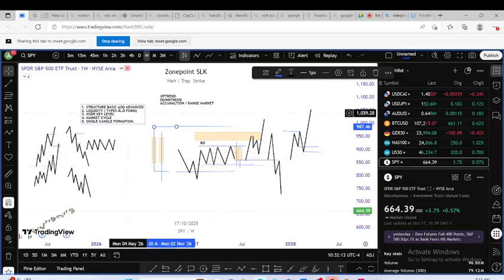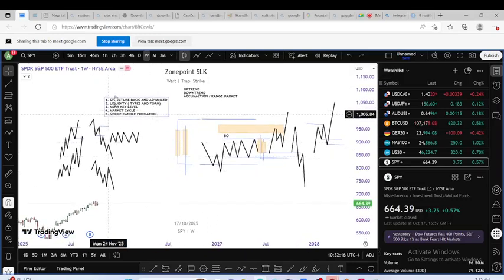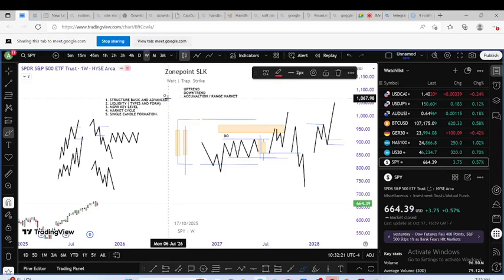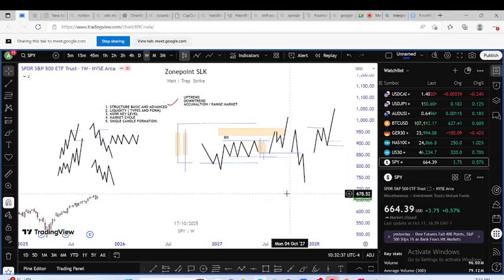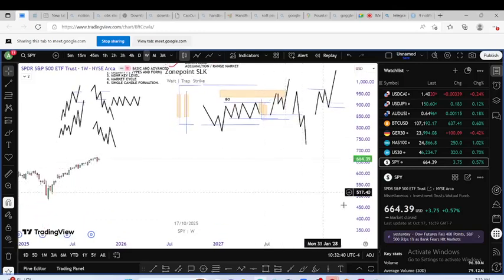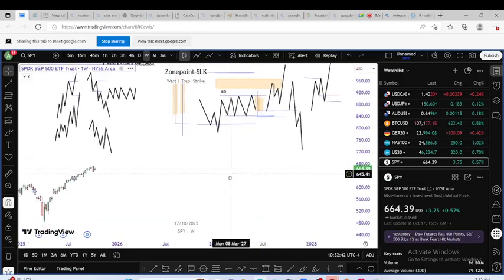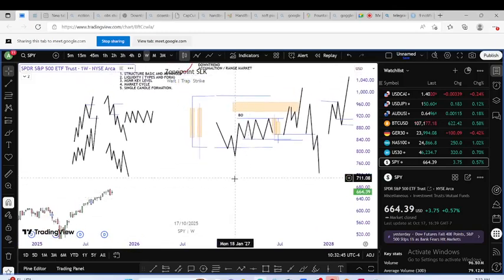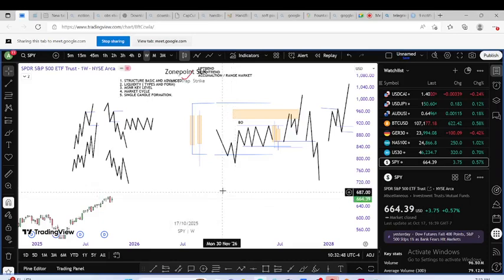Now I think I already talked about this in the short class. We already marked this out. We already talked about structure, basics and advanced. That's phase one of it. And there's another thing I want to explain now. It's still under structure, basics and advanced. In all trends, we have an expansion phase and we have a retracement phase.